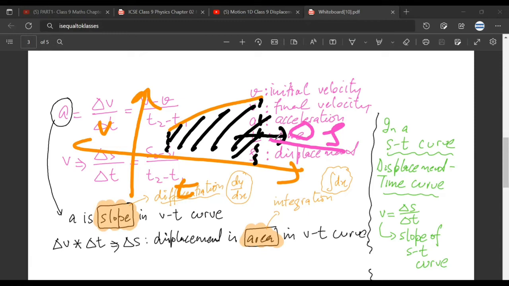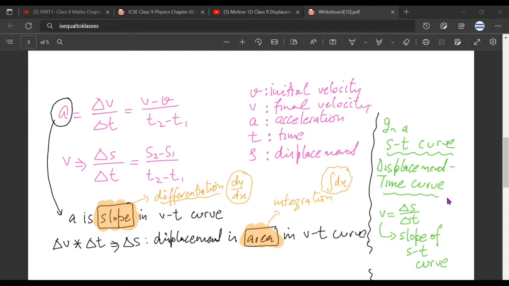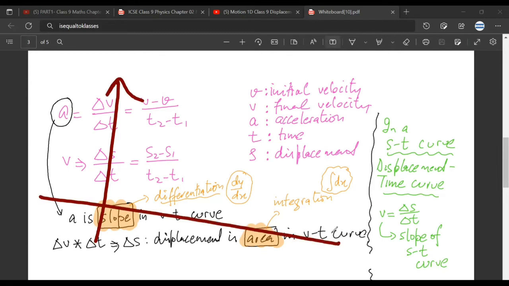So all I'm trying to tell you is the connection between maths and physics, and why the slope and the area of a velocity time curve are equal to the acceleration and the displacement. Are we clear till here? Yes. Now let us look at the simple case. We have gone through the tough part first. Now let us look at the simple case where we are given a displacement time curve. So s is the displacement. I repeat, s is the displacement.